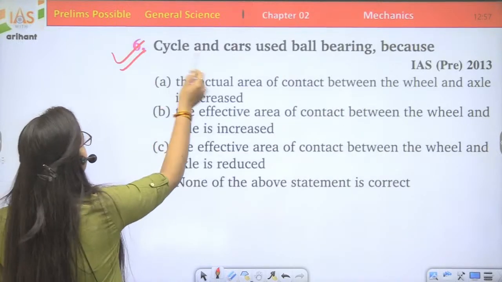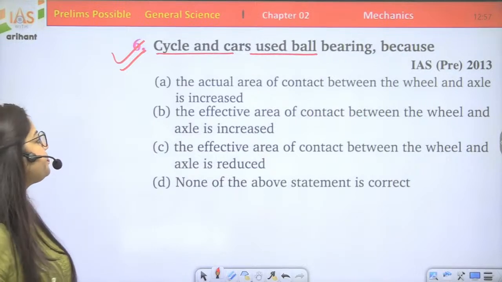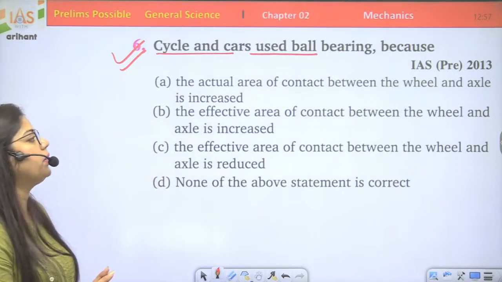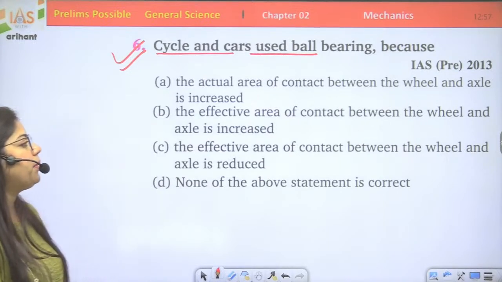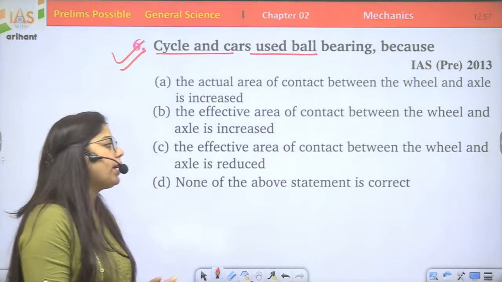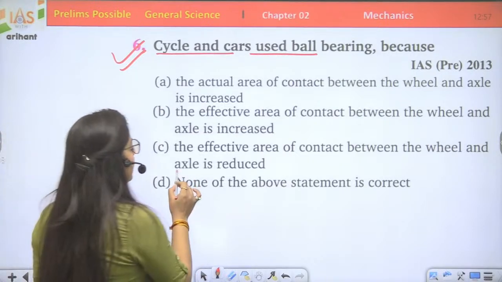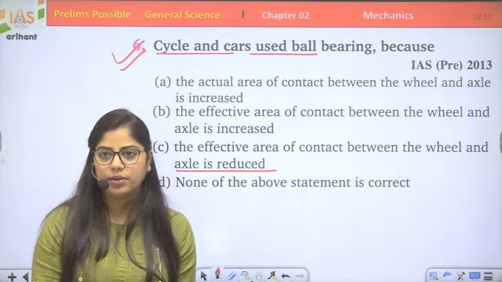Question number 6. Cycles and cars use ball bearings because the actual area of contact between the wheel and axle is increased. The effective area of contact between the wheel and axle is increased. The effective area of contact between the wheel and the axle is reduced. And none of the above statements is correct. Right?